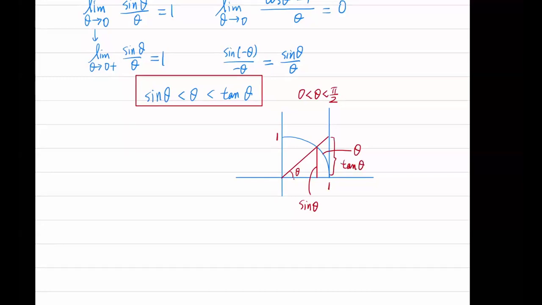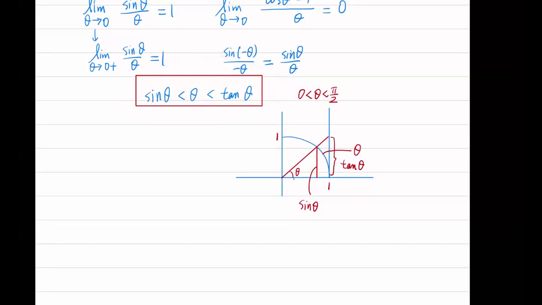Because if we look at this right triangle, this is 1, this is theta, this will be tangent theta. Because of this relation, we can say this is longer than this. So this one is shortest, medium, longest. So that's why sine theta is less than theta, and theta is less than tangent theta. Sakina, do you agree? Okay, and Elisa, do you agree with this?